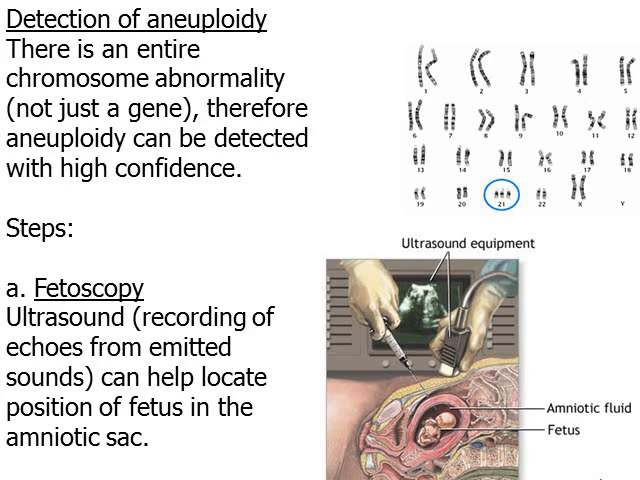To detect aneuploidy is not terribly difficult because we're dealing with an entire chromosome abnormality, not just a gene. We start with fetoscopy, and here we're going to use ultrasound that's recording the echoes from the fetus, and we do that so that we can always monitor the location of that fetus so that it's not punctured when we insert the amniotic needle.